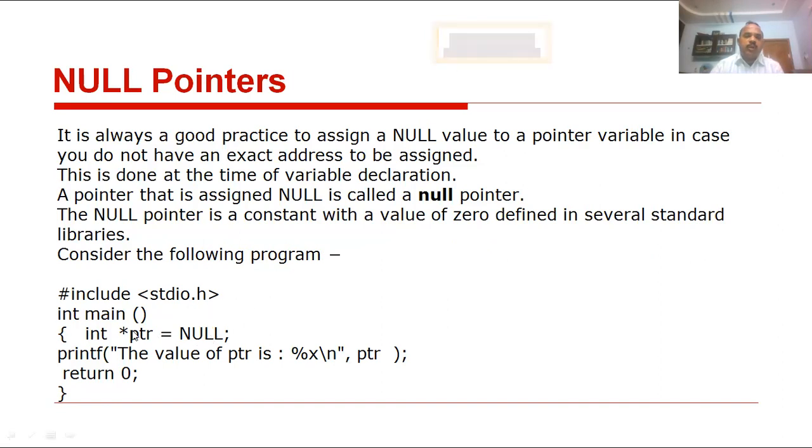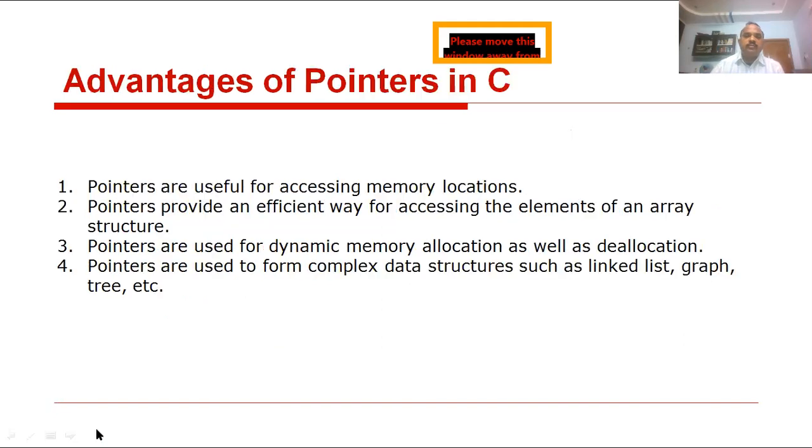How to assign a null pointer? Remember this one. Later we will discuss it clearly, in single linked list, double linked list, stack using pointers, and queue using pointers. Okay. Then here, null pointers. How to assign a null pointer? int asterisk ptr equal to null. Clear? Next one, advantages of pointers in C language.